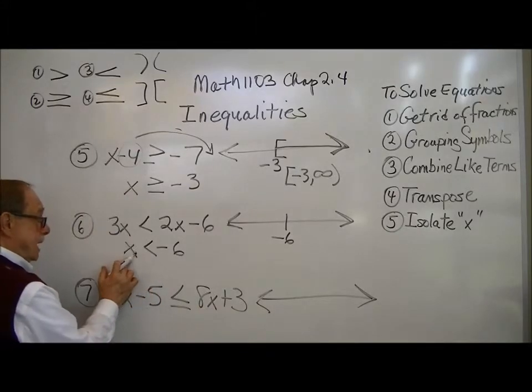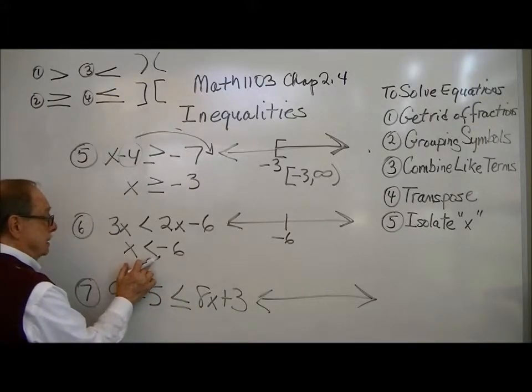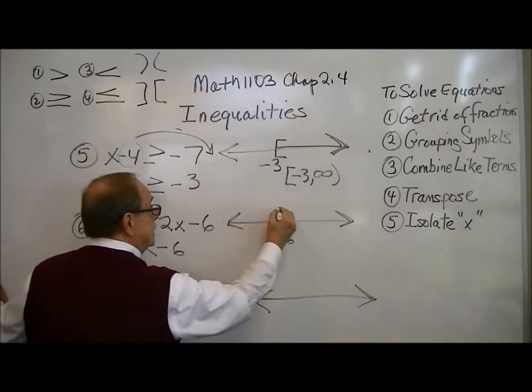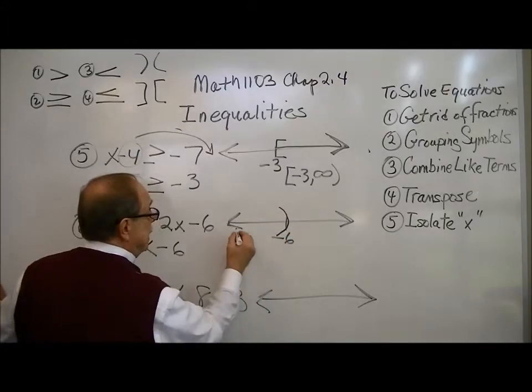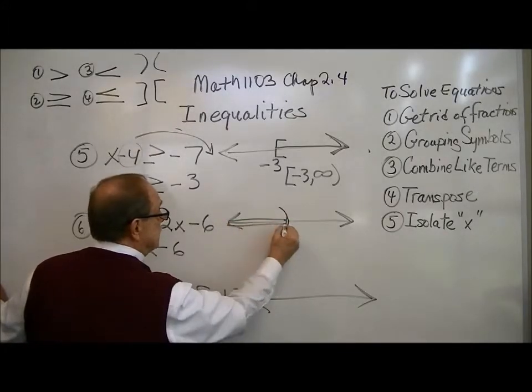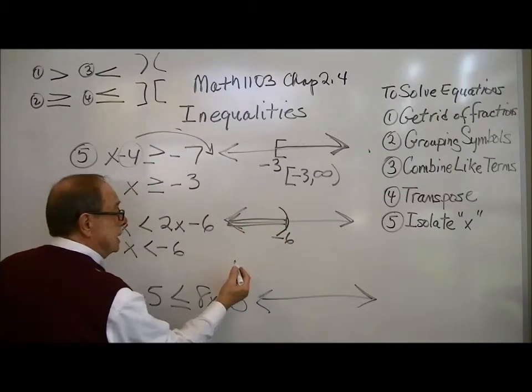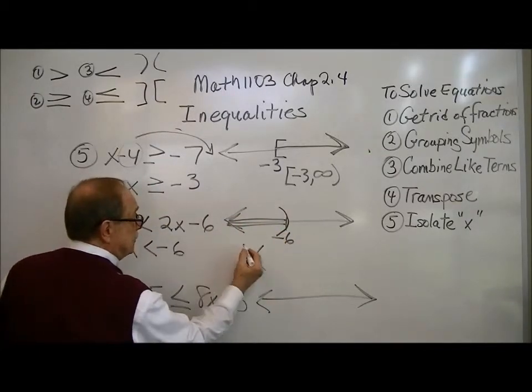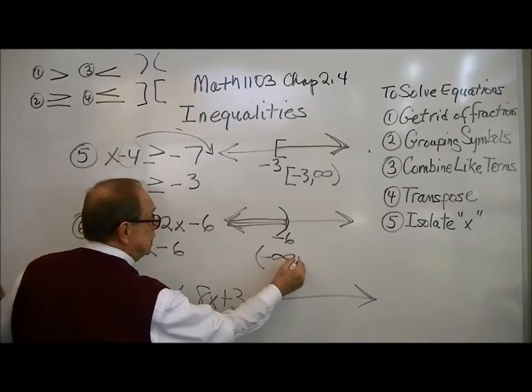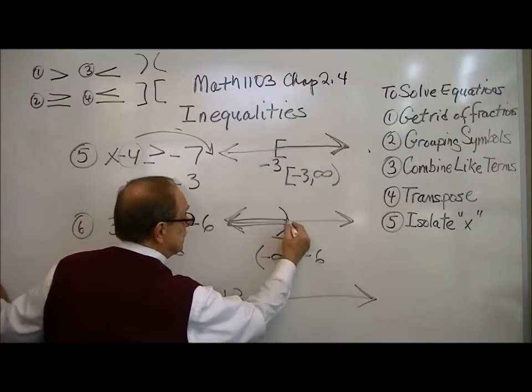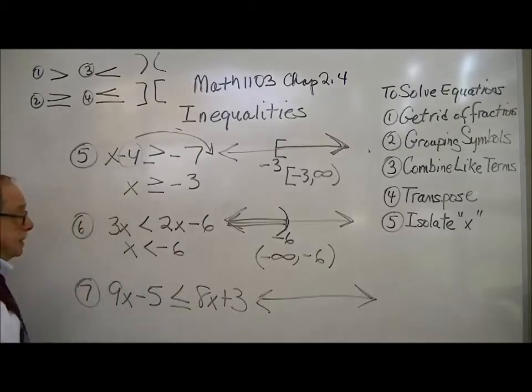And this is x is less than. So we're going to have the parenthesis go this way, lines thicken, arrows thicken. Interval notation is a new one. It's coming from negative infinity up to a negative 6 and a parenthesis.